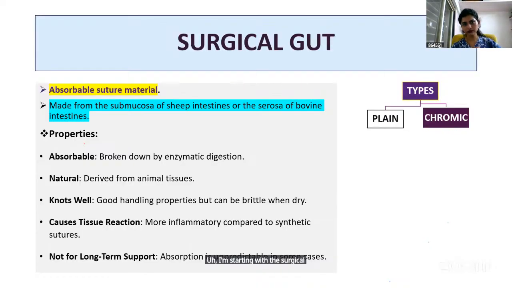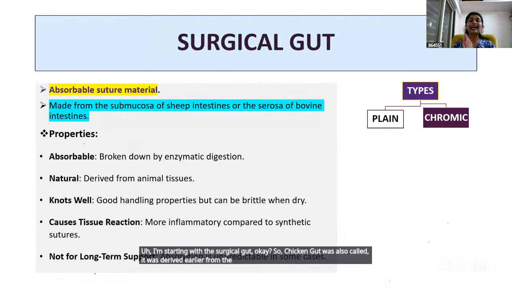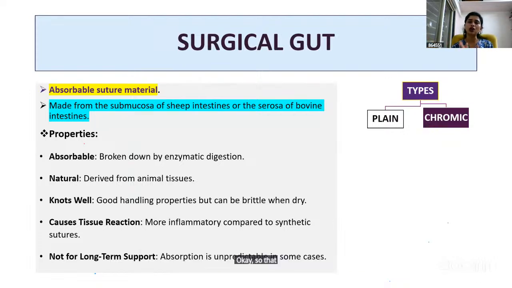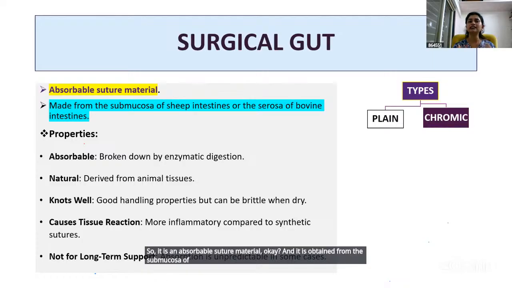Surgical gut was earlier derived from the serosa of the cat, so it is also called, interchangeably, catgut, although the right term is surgical gut. It is an absorbable suture material, obtained from the submucosa of the sheep intestine, and these days it is also available from the serosa of the bovine intestines.